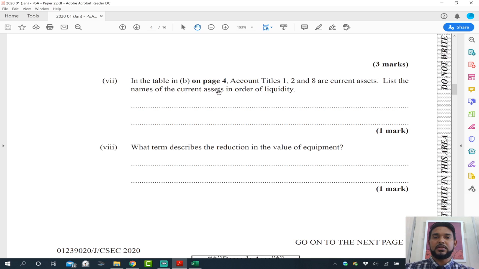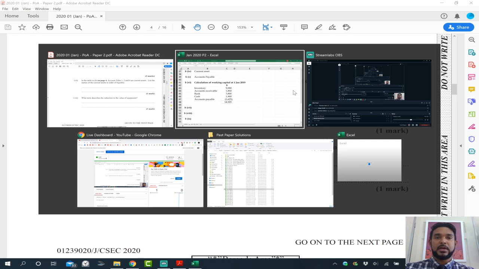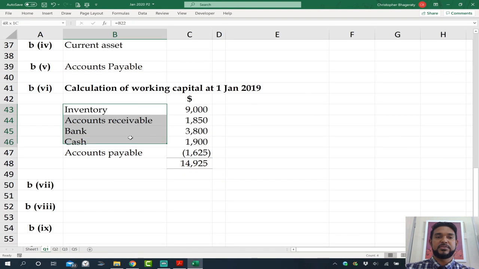List the names of the current assets in order of liquidity. So liquidity is the ease of conversion of an asset to cash. Hence, cash is the most liquid asset. And by the way, the order I showed you here is in reverse order of liquidity. So order of liquidity would start with cash and then go up from there.